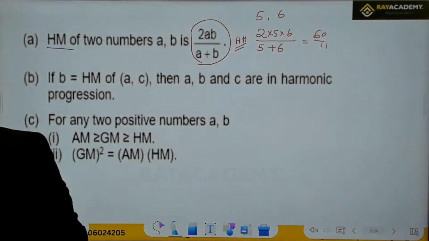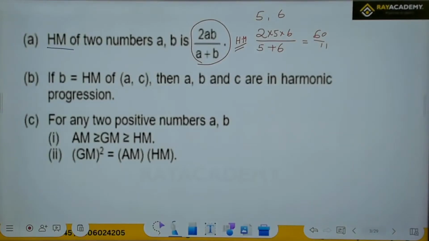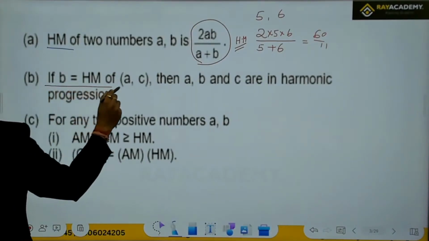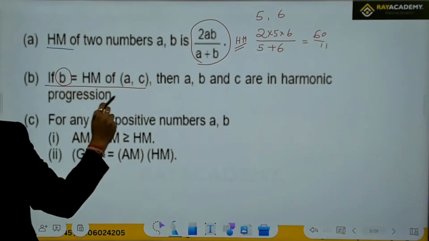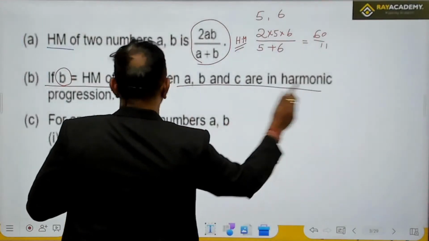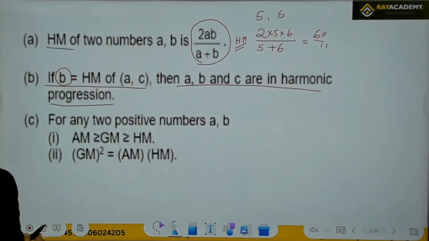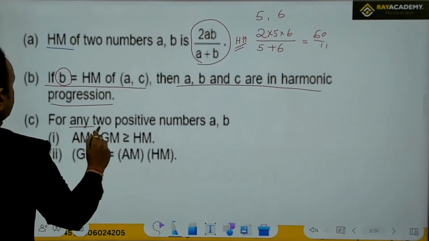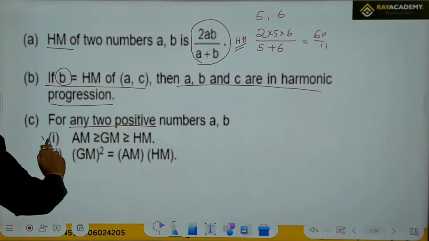This is the harmonic mean of two numbers. Then, if B is the harmonic mean of A and C, then A, B, C are in harmonic progression. Yes, this is important. If B is the harmonic mean of two numbers A and C, then A, B, C are in harmonic progression. Also, for any two positive numbers, note this down, this will be valid for two positive numbers.